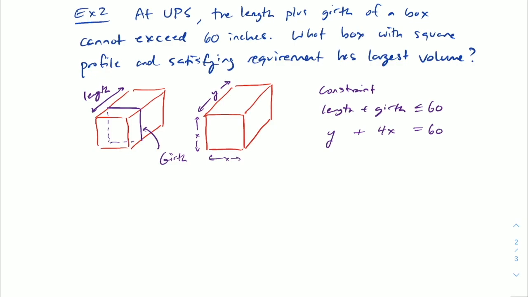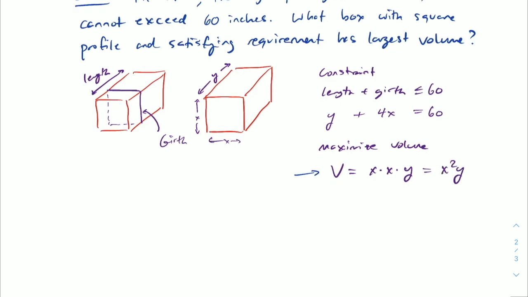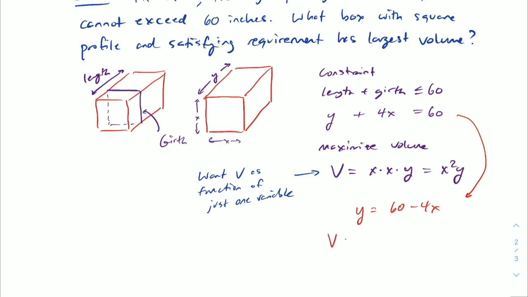Then we want to maximize the volume. The volume of a prism like this is the height times the width times the length, so x times x times y, or x squared y. We want v as a function of just one variable, so we need to use our constraint to rewrite v. If I solve my constraint for y, I get y equals 60 minus 4x. Putting that into v, I get v equals x squared times 60 minus 4x, so v equals 60x squared minus 4x cubed.